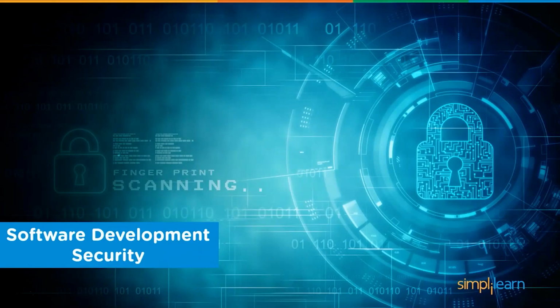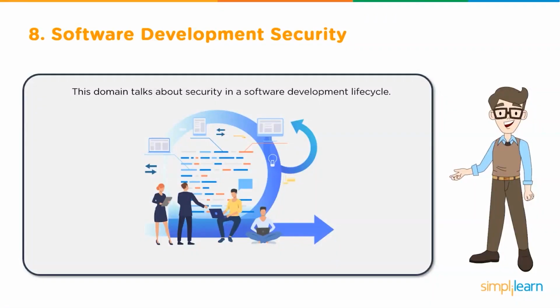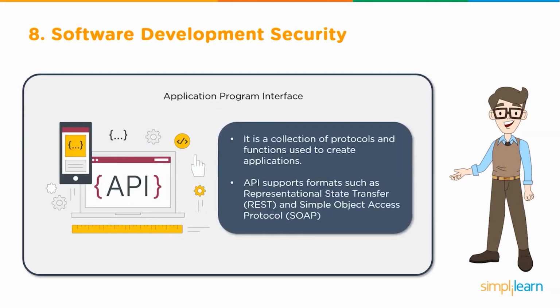Moving on to our eighth and final domain, we have software development security. As the name suggests, this domain talks about security in a software development lifecycle. Here, we will be looking into topics like API, malware, spyware, adware, social engineering attacks, and SQL injection attack. Let's start off with the application program interface known as API.